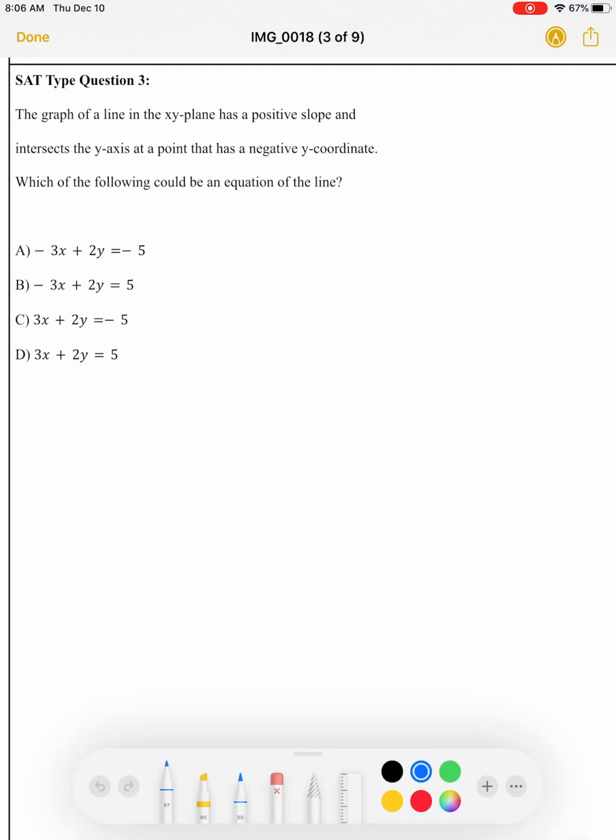Moving on to question 3. The graph of a line in the xy plane has a positive slope and intersects the y-axis at a point that has a negative y coordinate. Which of the following could be an equation of the line?